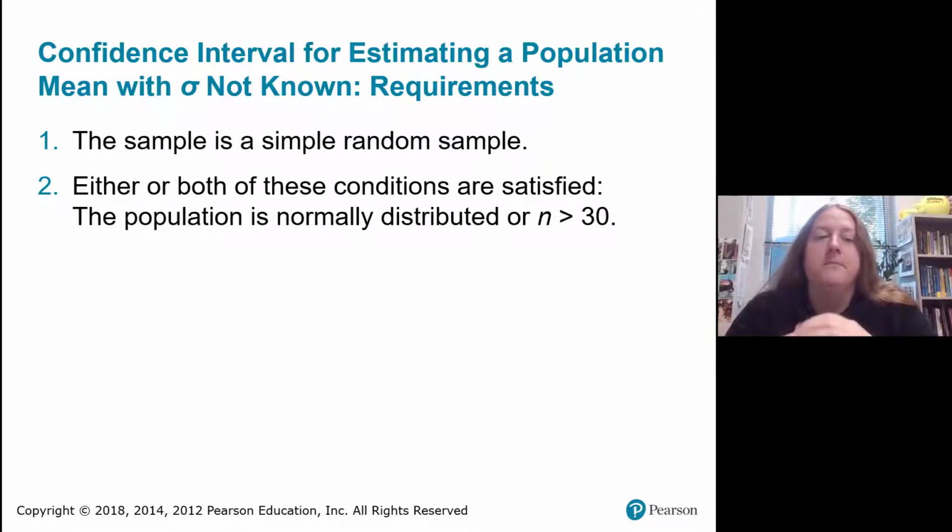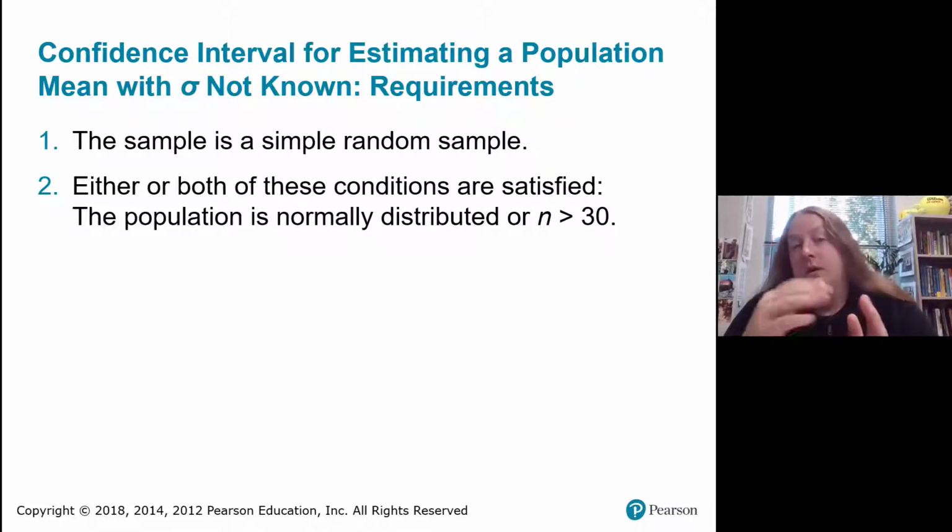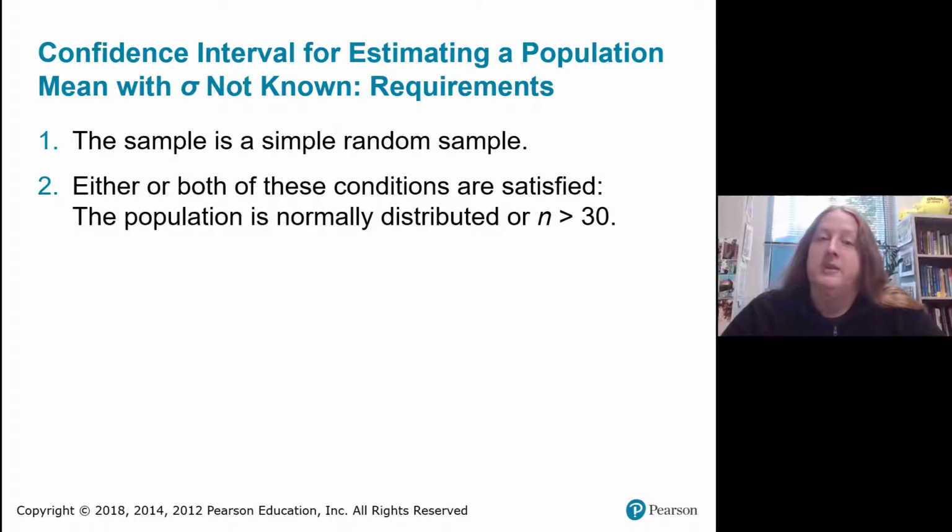So we have two requirements we need to check when we don't know our population standard deviation. The first is that our sample is a simple random sample. And the second is that either or both of these conditions are met. The first is that the population is normally distributed, or n is greater than 30. Hopefully this rings a bell, being similar to the central limit theorem. That's exactly what's happening here. Similar or exactly the same requirements.